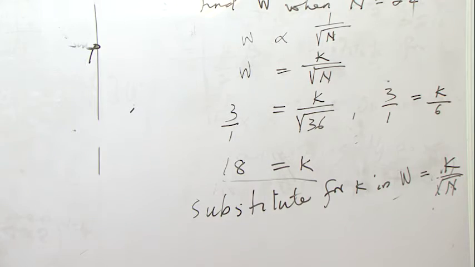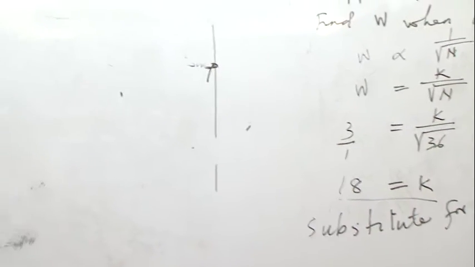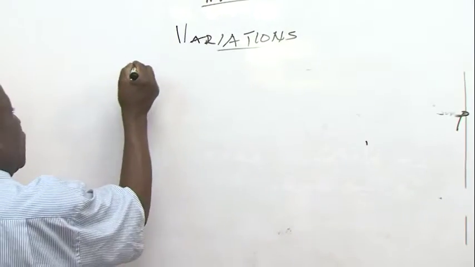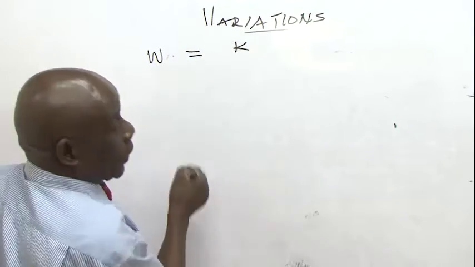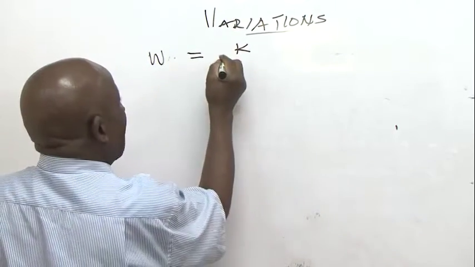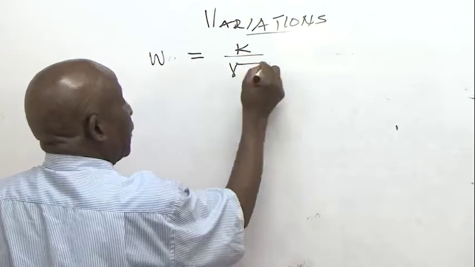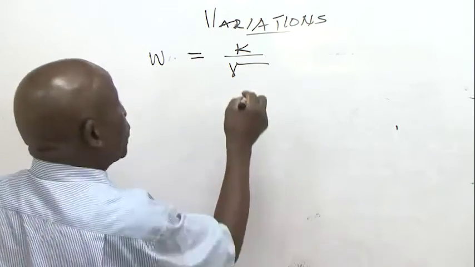18 is our value of K. W is our K all over root N. I'm rewriting it. All over the square root of N.